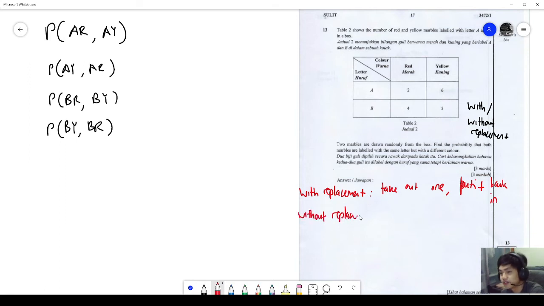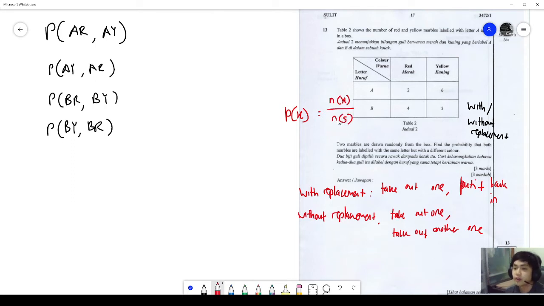If we say without replacement, it means that I'm just going to take out one and then take out the second one straight away, or take out another one, and so on, right? So this changes the way that we count probability, because the probability is P(x) equals the number of x over n(S), the total. So x is what we want, S is the total number of items in that box, right? So there are two ways to actually solve this question.